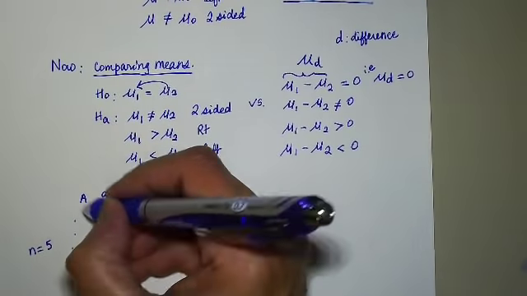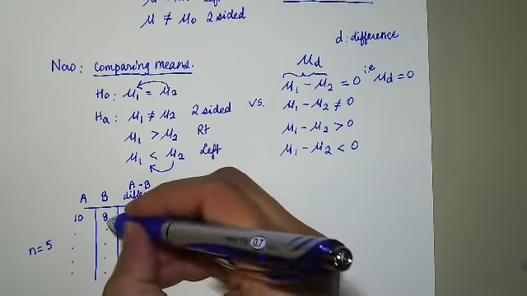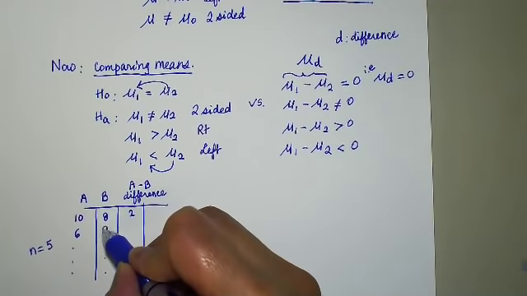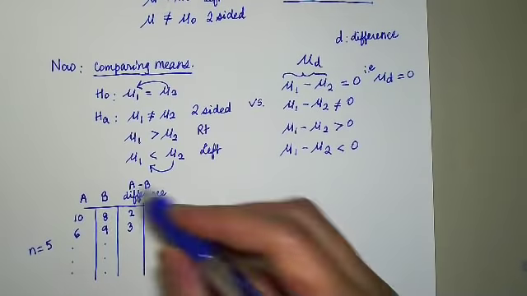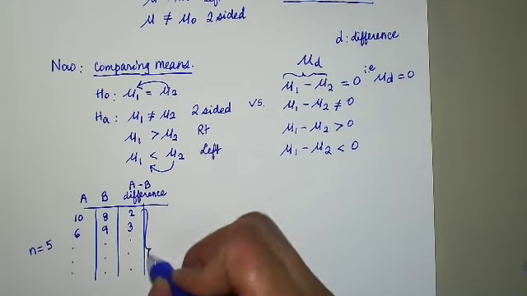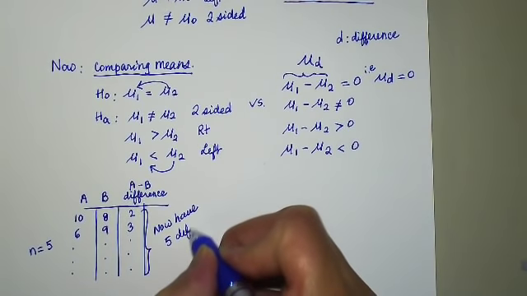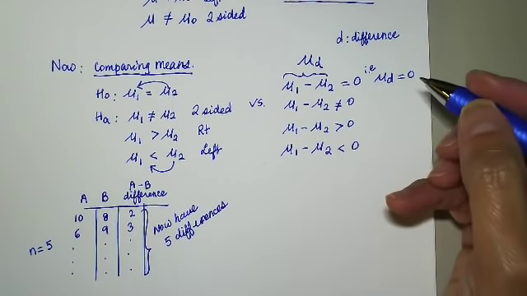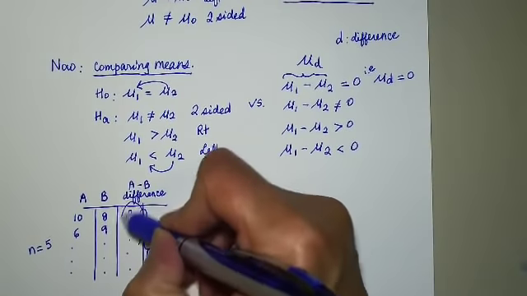So your job is going to be very basic in this method. You are just going to take these observations and take the difference. So let's say this one's a 10 and this one's an 8. 10 minus 8 is 2, like that. And let's say this one's a 6 and this one's a 9. So 6 minus 9 is negative 3, and so forth. So now you're going to have 5 differences here. You follow me?